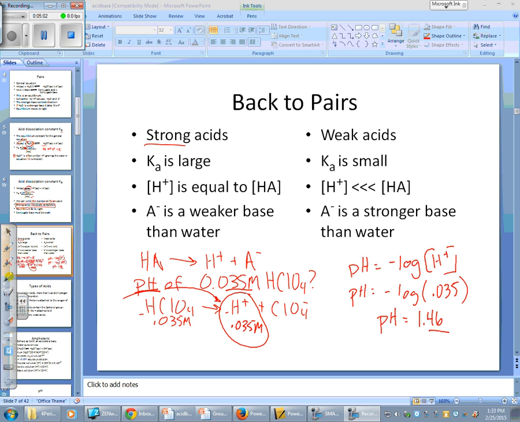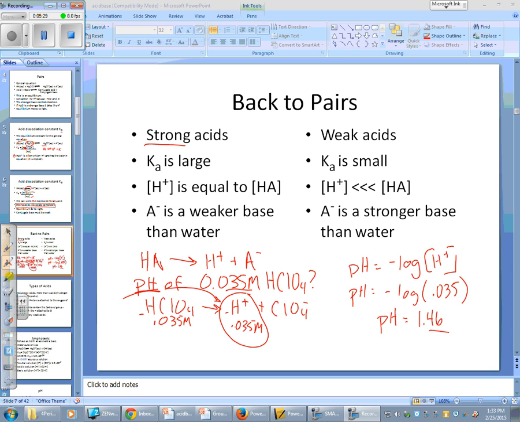Now, weak acids, it's a different story. With weak acids, our Ka is going to be small. We're actually going to end up with more reactants than products because it doesn't give off a whole lot of ions, only a few. So the concentration of your hydrogen ions is going to be much, much smaller than the concentration of the actual acid. And to do those, we're going to have to use an ICE box.